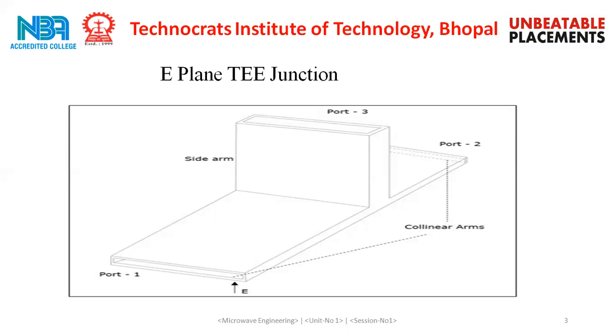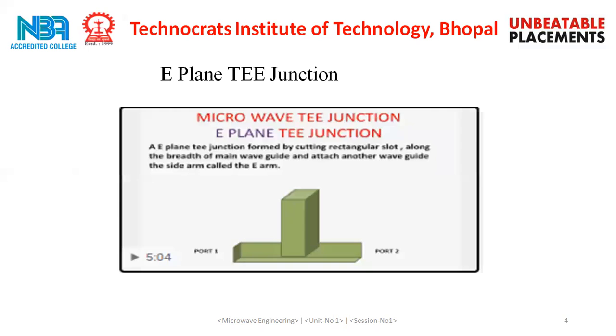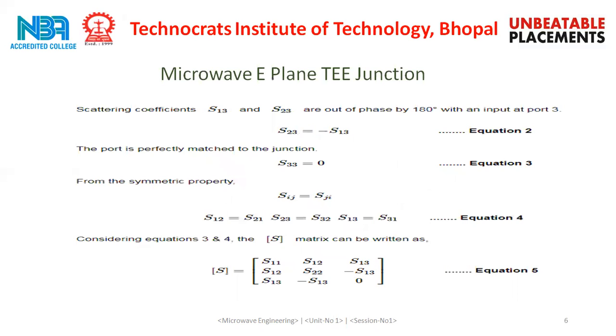And there will be an equal and opposite output from port 1 and port 2. Since it is equal and opposite, we can say S13 is equal to minus S23 and S33 will be equal to 0. So according to these two properties, we can write S23 is equal to minus S13 and S33 is equal to 0. And according to the symmetric property of the scattering matrix, we can say S12 is equal to S21, S23 is equal to S32, S13 is equal to minus S31.